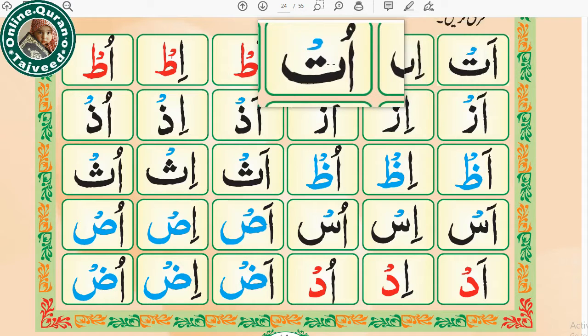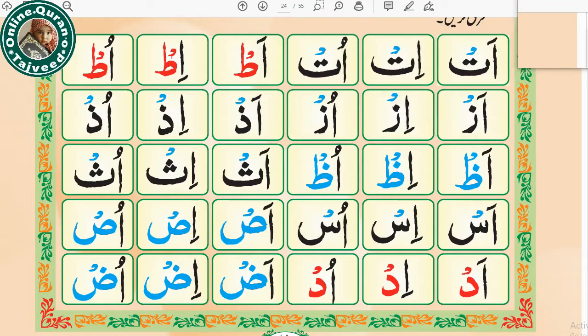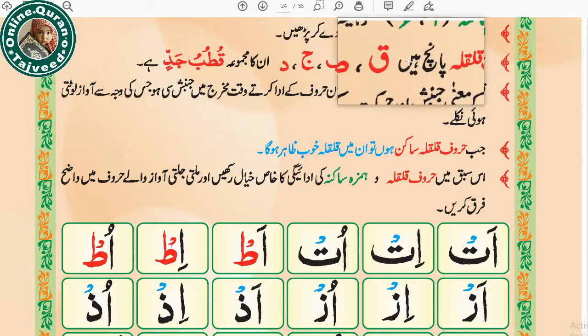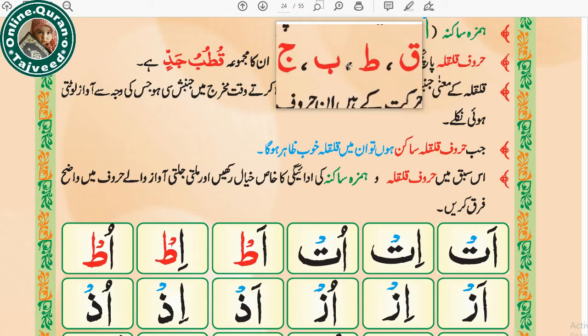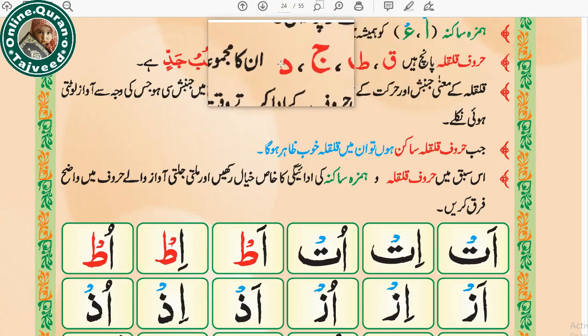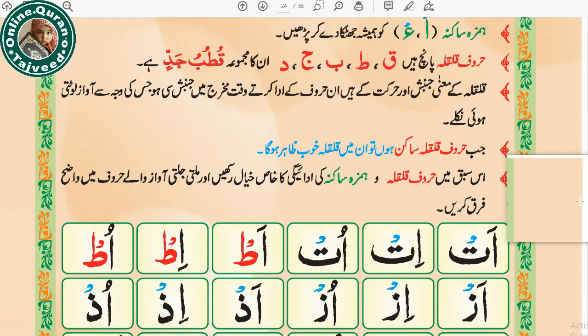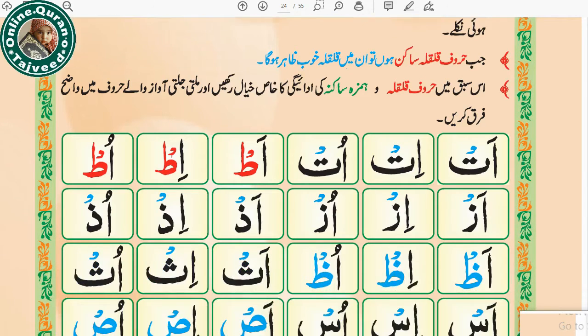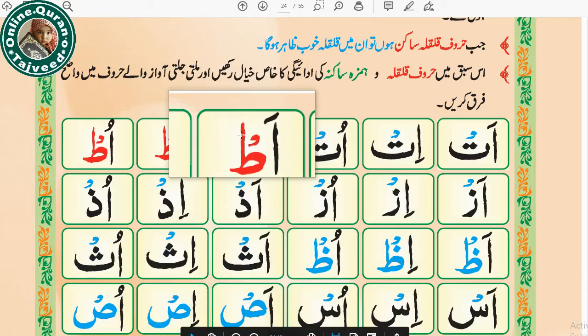And in this lesson we have to know the 5 Qalqala letters: Qaf, Ta, Ba, Jim, Dal. Huruf al-Qalqala are 5: Qaf, Ta, Ba, Jim, Dal. When these Qalqala letters have Sakoon or Jazam, there will be an echo sound, like a vibration.